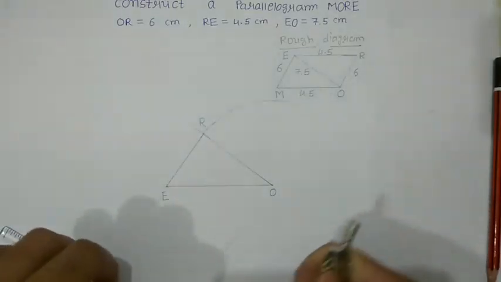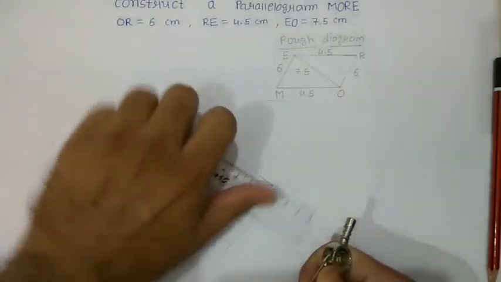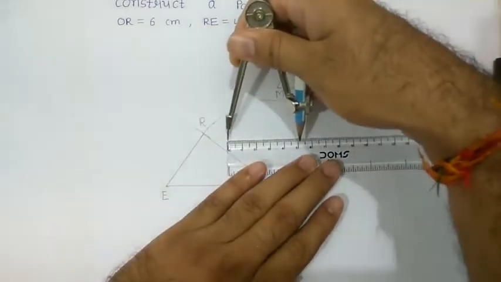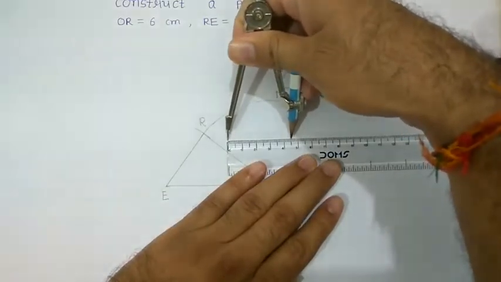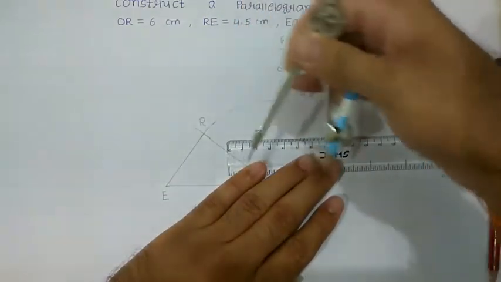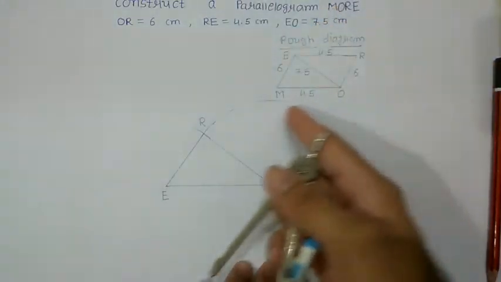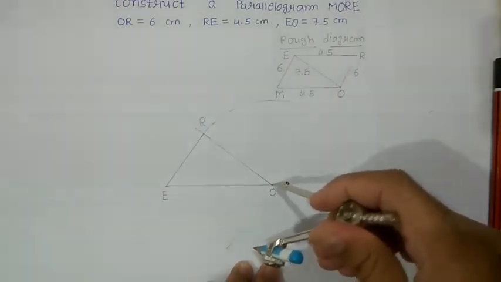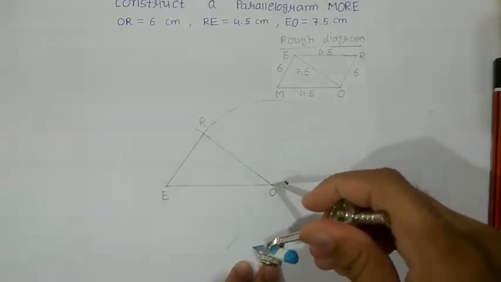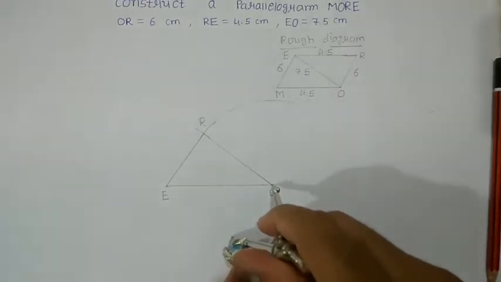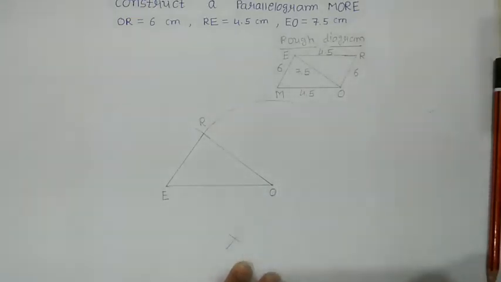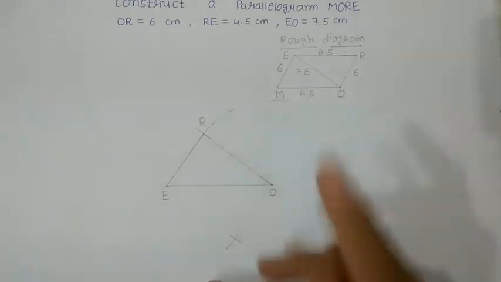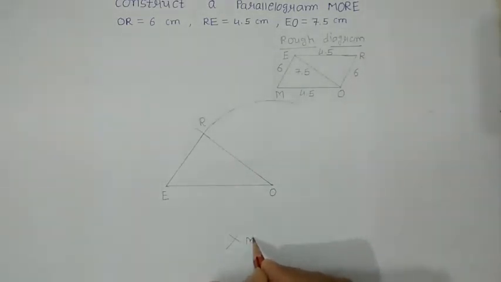Okay, now how much distance we have to take? We have to take 4.5 centimeter again. So take here, this is 0, this is 4.5 centimeter. Okay, now this 4.5 we have to make from O point. So keep the point here and make an arc which intersects the previously drawn arc. So here also we get one intersecting point. And which point is this? This point is M. So give it the name M.